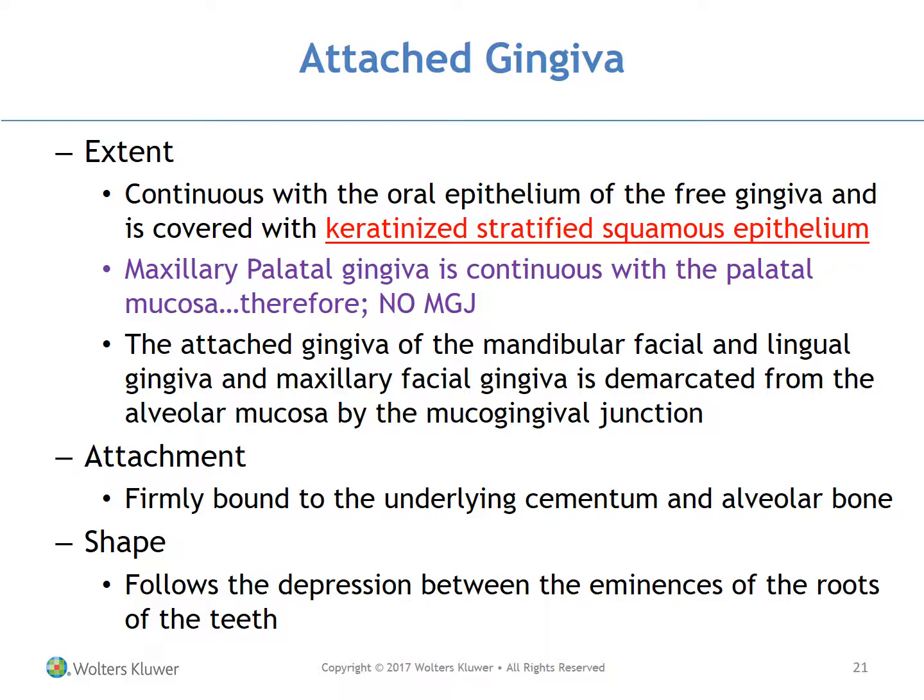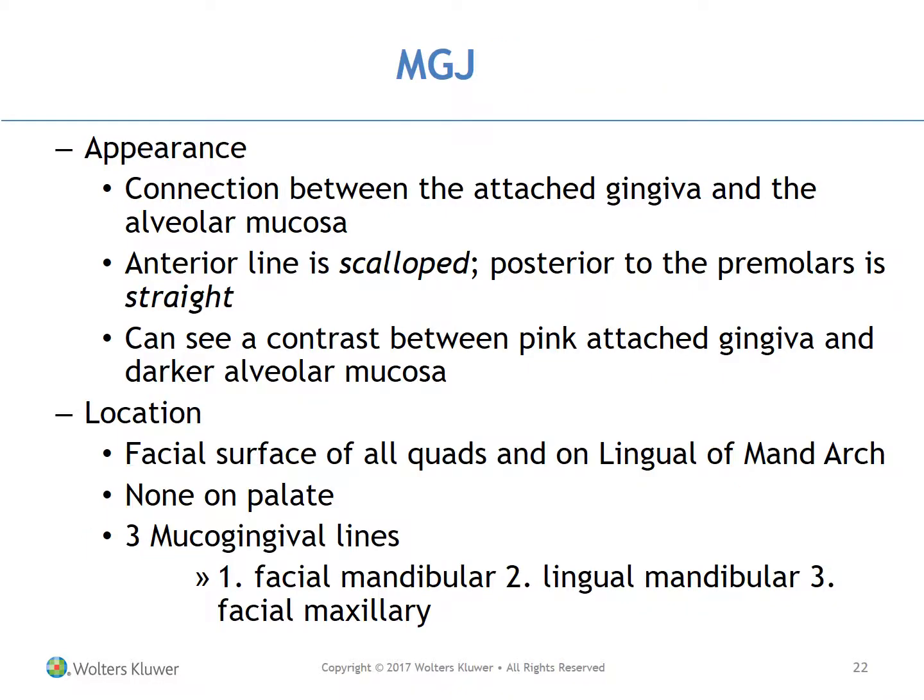Attachment is firmly bound to the underlying cementum and the alveolar bone. The shape follows the depressions between the eminences of the roots of the teeth. The MGJ appearance is the connection between the attached gingiva and the alveolar mucosa. Anterior line is scalloped. Posterior line to the premolars is pretty much straight. You can see a contrast between the pink attached gingiva and the darker reddish pink vascular alveolar mucosa.